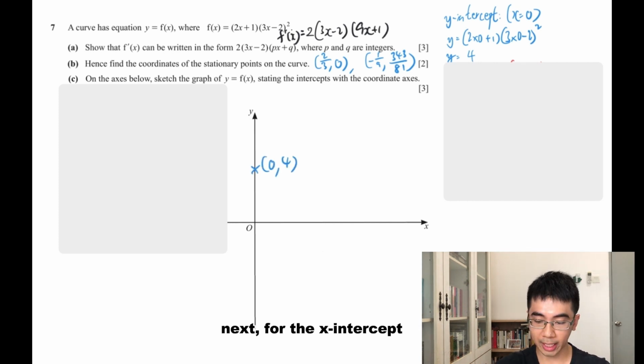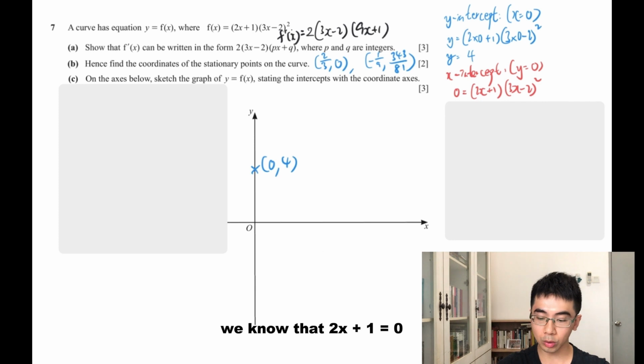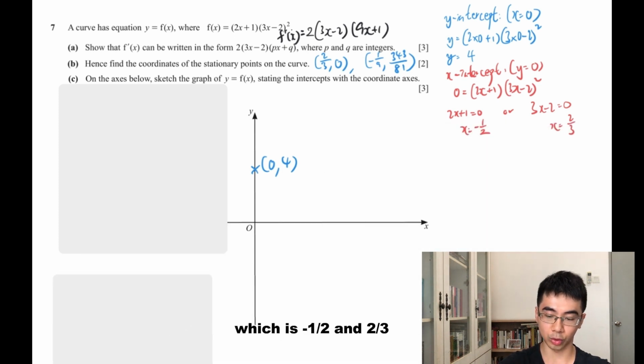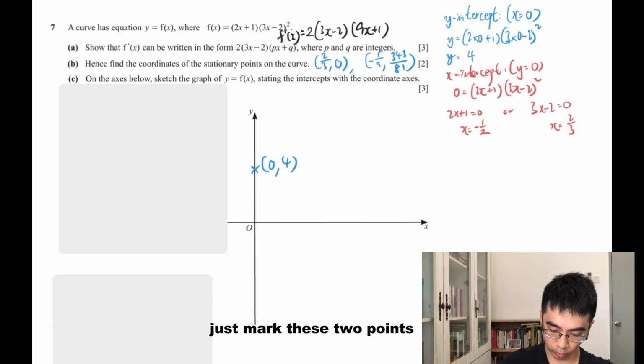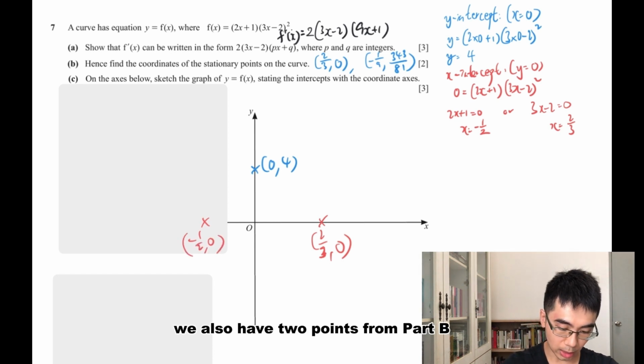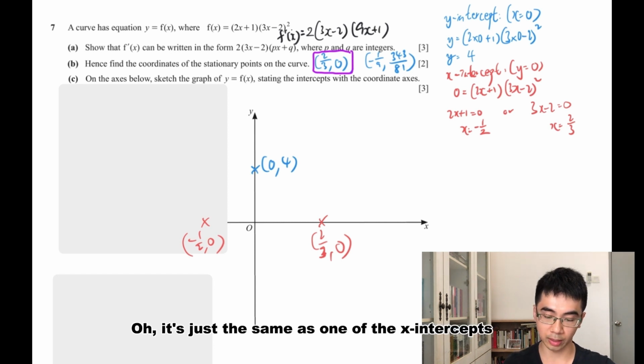Okay, and the next, for the x-intercept, we need to substitute that y to be 0. So this one is already factorized. So we know that 2x plus 1 must be 0, or 3x minus 2 must be 0. So it will give you 2 values of x, which are negative 1 over 2 and 2 over 3. So just write these 2 points. It should be somewhere here. And then the later one should be negative 1 over 2, and then 0. So we got 3 points, but we also have 2 points in part B, which is 2 over 3 and 0. It's just the same as one of the x-intercepts.